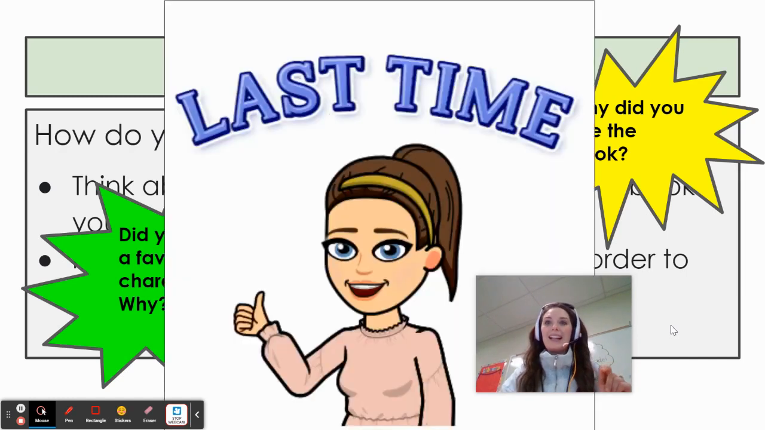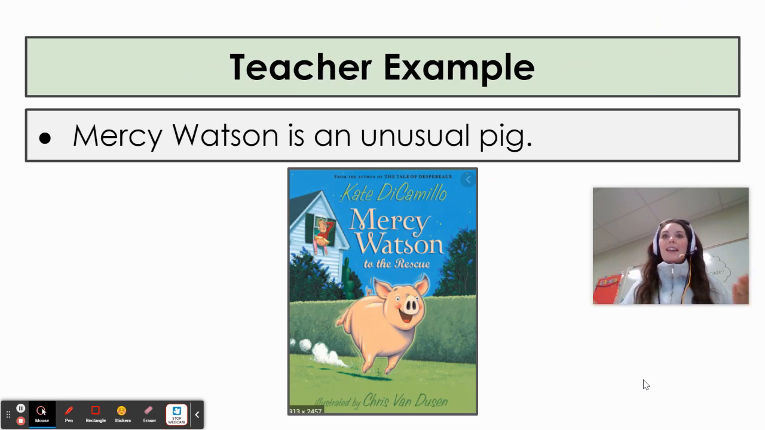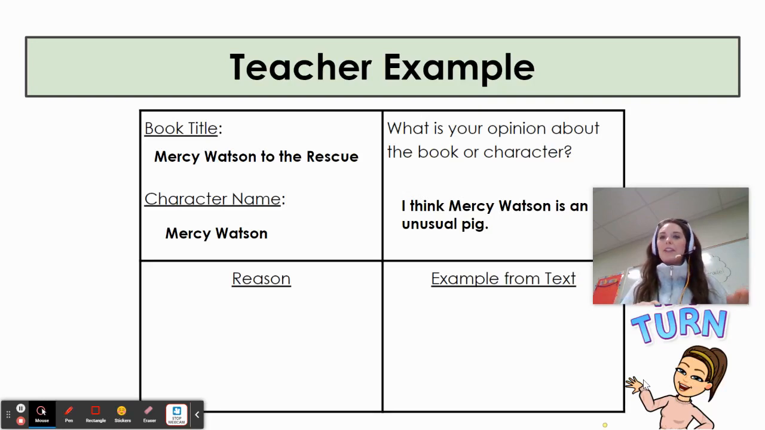Okay, so that was last time, just to get us ready for this lesson, reminding us of what we have done so far. The last time you should have introduced the book and thought of your opinion. I will share my example from last time. I said Mercy Watson is an unusual pig. She is not like a normal pig. She's pretty unusual. That was my opinion. And this is a reminder, this is what my planning sheet looked like last time. Okay, so as a reminder, the book title, the character, again, yours should be filled out.